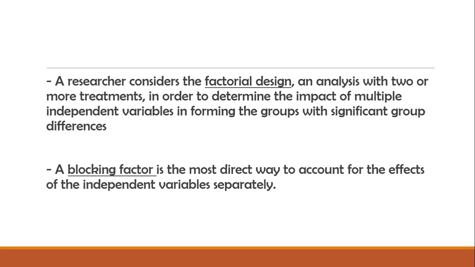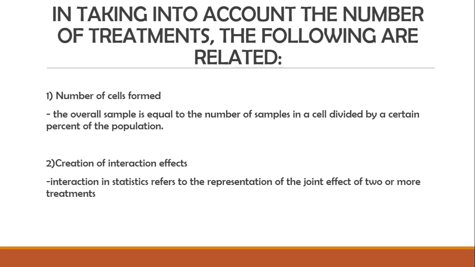A researcher considers the factorial design, an analysis with two or more treatments, in order to determine the impact of multiple independent variables in forming the groups with significant group differences. A blocking factor is the most direct way to account for the effects of the independent variables separately. In taking into account the number of treatments, the following are related. Number 1, number of cells formed. The overall sample is equal to the number of samples in a cell divided by a certain percent of the population.